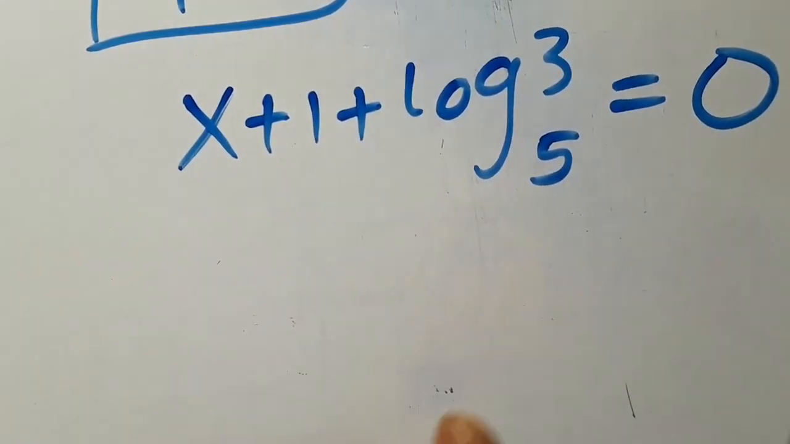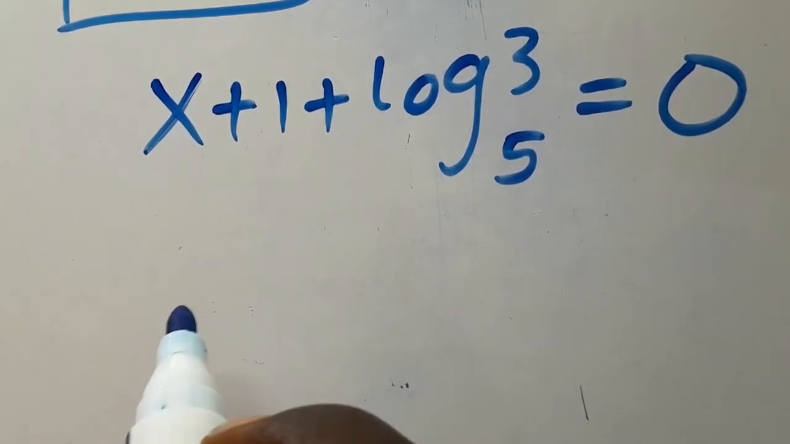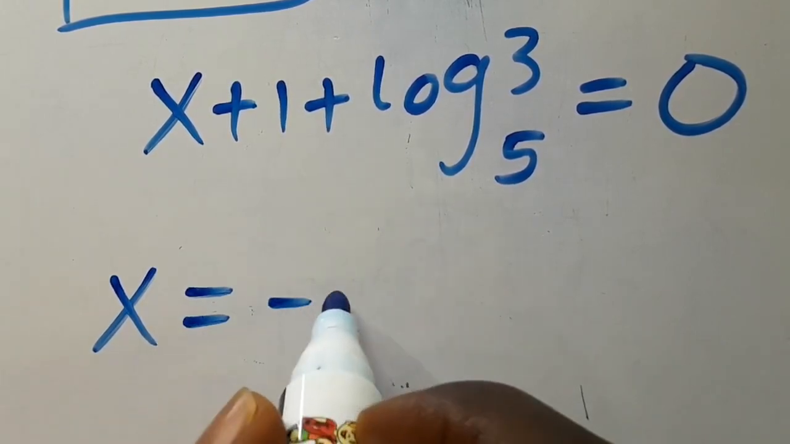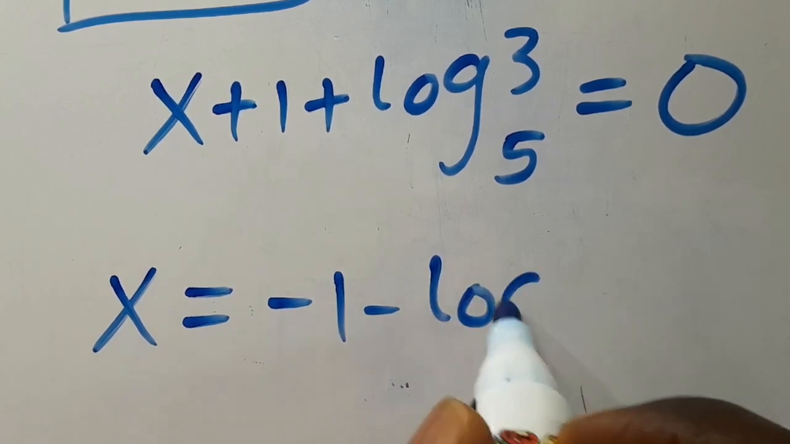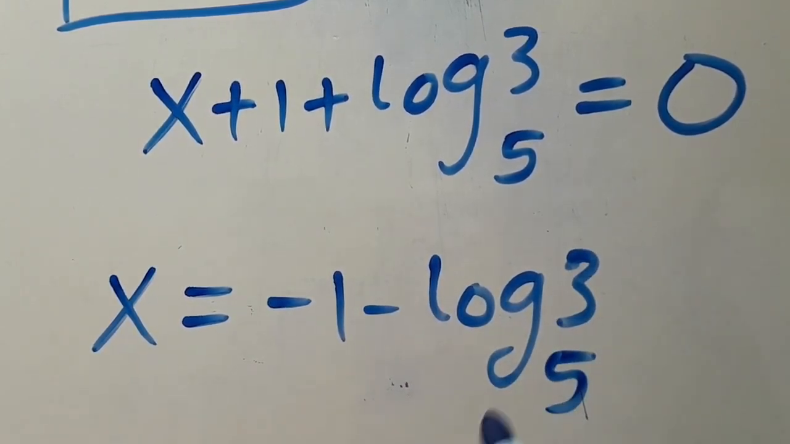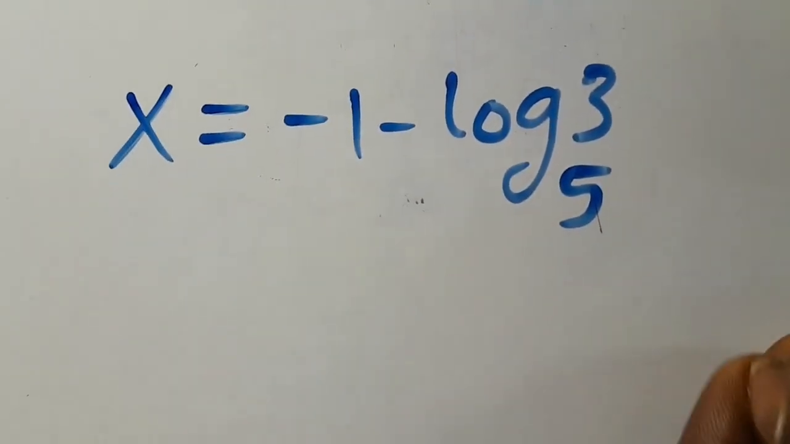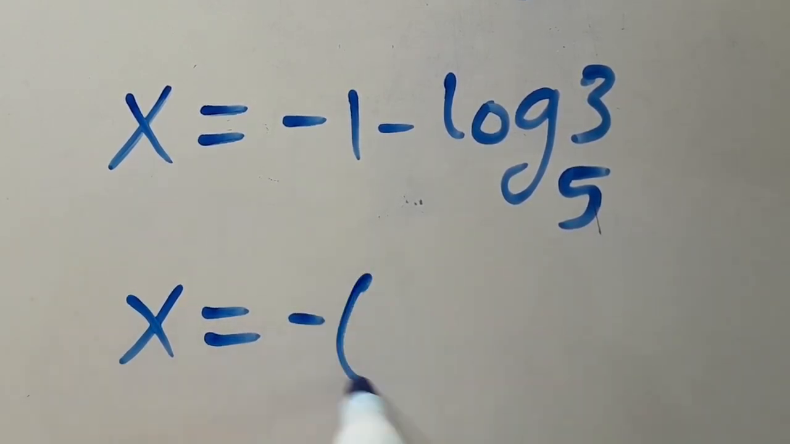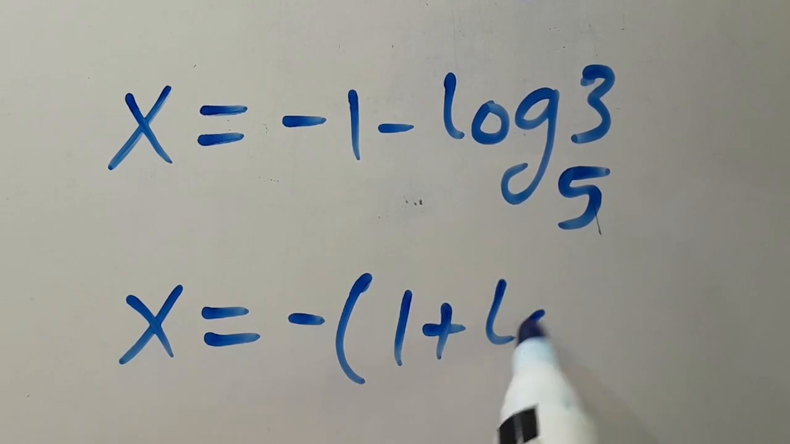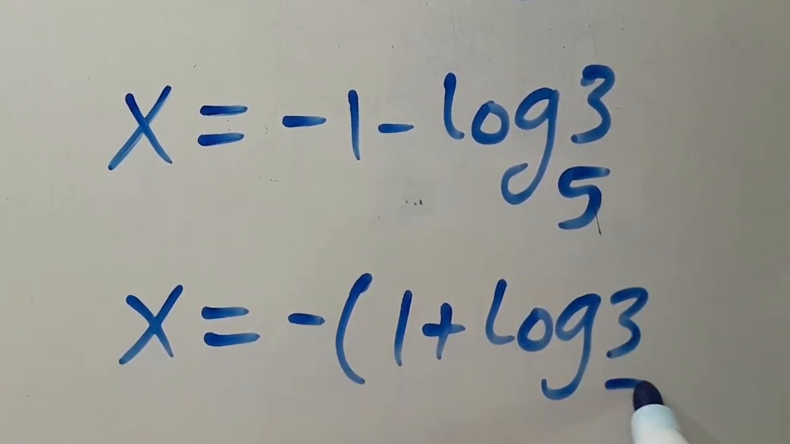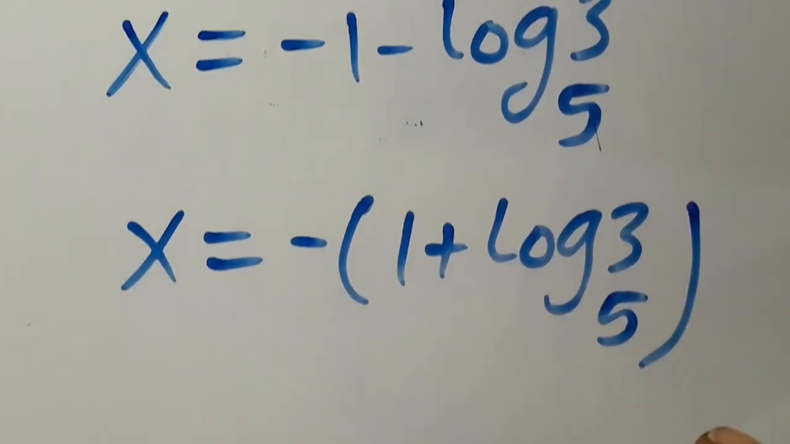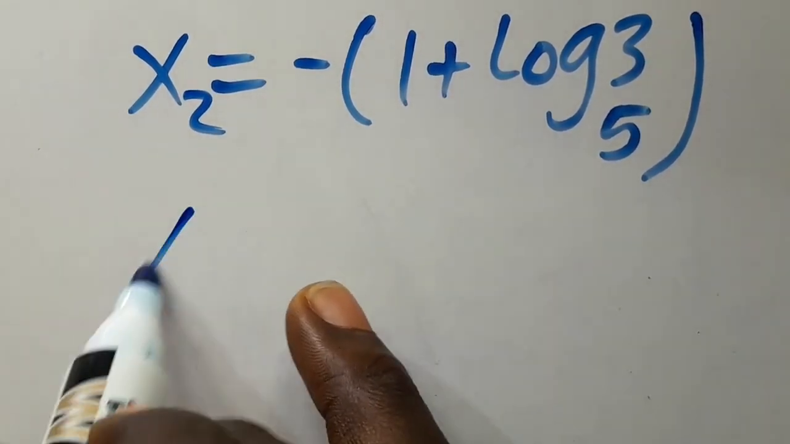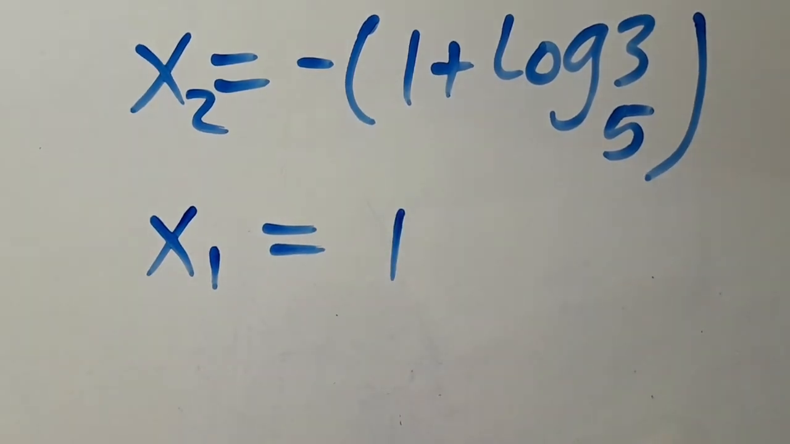Taking the whole of this to the other side, so we are going to have x equals minus 1 minus log of 3 in base of 5. And this implies we are going to have our x to be equals, let us factor minus outside, here will be 1 plus log of 3 in base of 5. So finally, we can say this is x2 and our x1 equals 1.